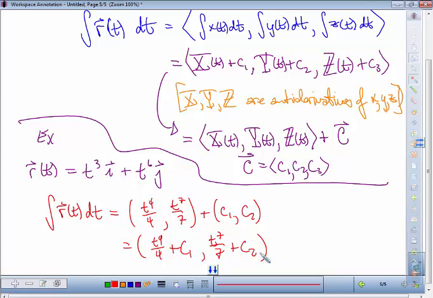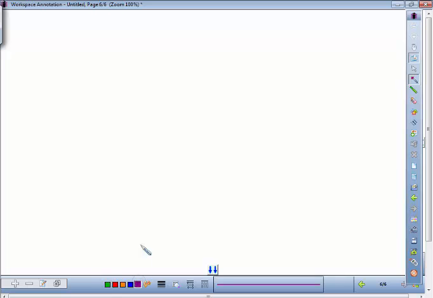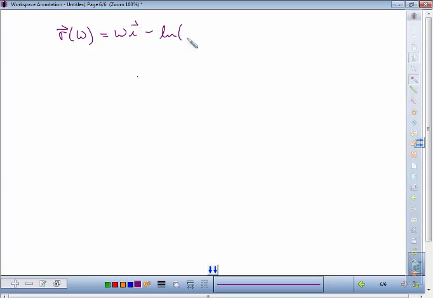There's this special function here. For some reason they use w instead of t. I was trying to do research on this, but I didn't really have too much time. But here's a function. R of w is equal to w in the i direction minus ln of cosine of w in the j direction.